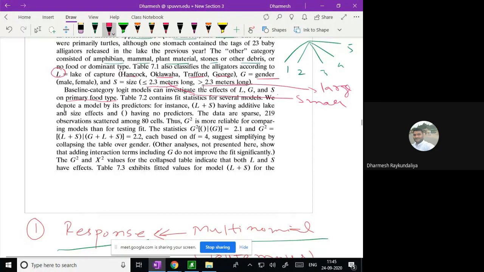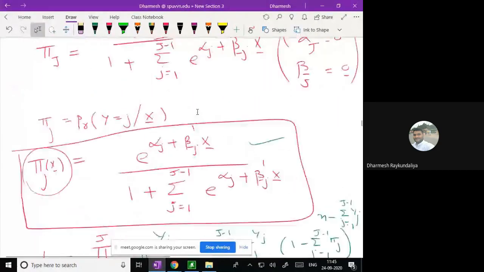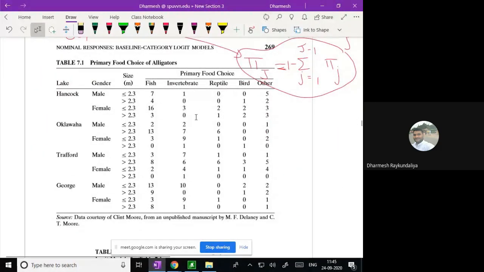Okay, so we'll come to the data. This is the data. As I told you, there is a lake. So of course, in Hancock Lake they have captured alligators. It may be possible that a captured alligator is a male, maybe of small size, maybe of large size, or a female, maybe of small size, maybe of large size. And in Hancock, they have captured alligators who are male and of small size and whose primary food choice is fish. How many such alligators? There are 7.